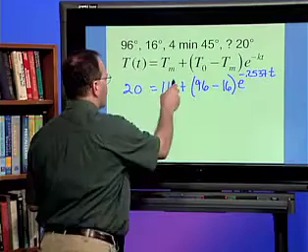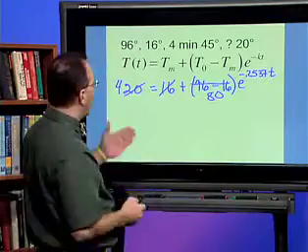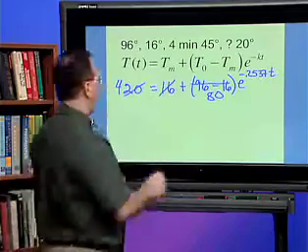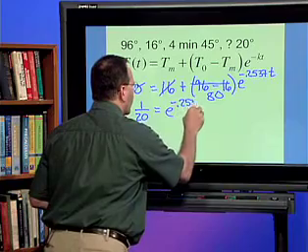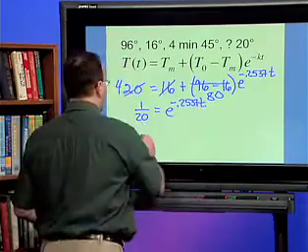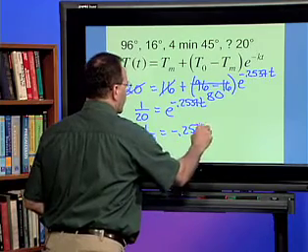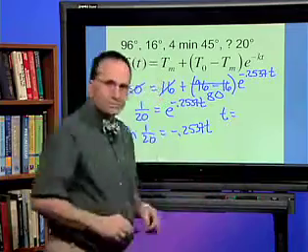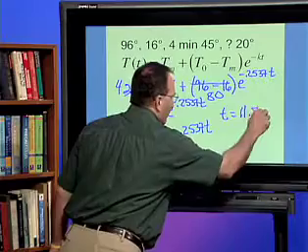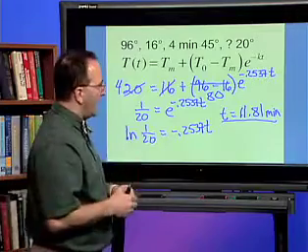I want to subtract 16 from both sides, which changes this to a 4. Then this still, of course, is 80, so I would divide both sides by 80. Now, 4 divided by 80 reduces to 1/20th. So I would have 1/20 equals e raised to the negative 0.2537t. I take the log of both sides. Natural log of 1/20 equals negative 0.2537t. I divide both sides by negative 0.2537, which gives me a t value equal to 11.81 minutes. So that's how long it would take to cool down to 20 degrees Celsius, 11 and 81/100ths of a minute.